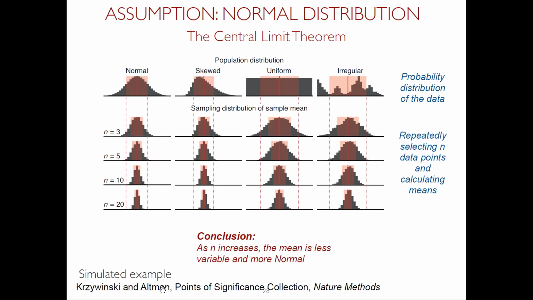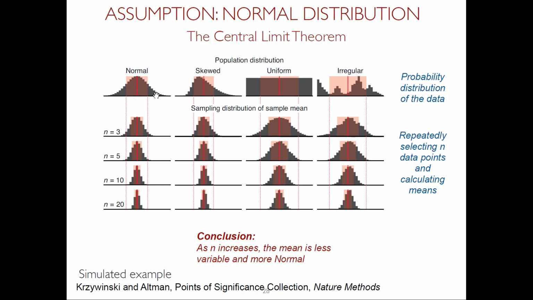Here's an example. And by the way, this comes from a collection of vignettes in Nature Methods, which are called Points of Significance. They're one or two page summaries on very specific topics in statistics. And this comes from there, and there is a text that describes this figure, so you can go and see a little bit more details. Okay, so let's forget about our proteomics for a second. This is a very hypothetical example.